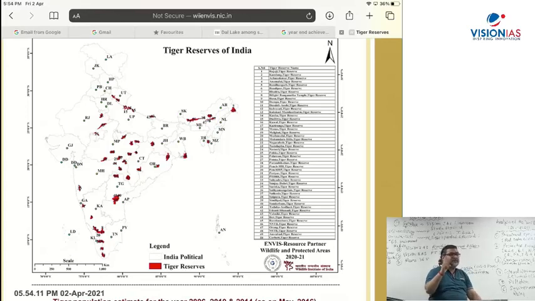Uttarakhand has got the first Ramsar site, a wetland of international importance, that is Asan Barrage and Asan river. So now the government has expanded the network of wetlands in India and expanded the Ramsar sites, which are wetlands of international importance. But what is very important for all of you?